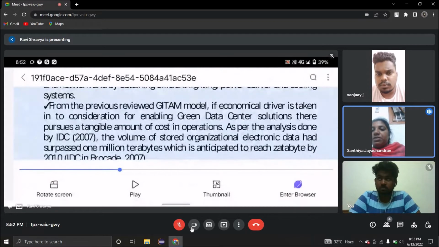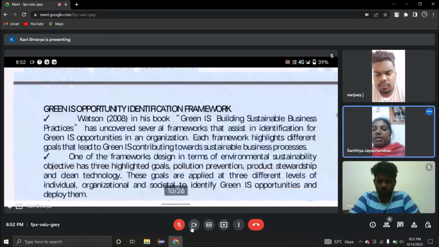From the previously reviewed GITAM model, economically driven is taken, with the amount of cost in operations. As per the analysis done by IDC, the volume of stored organizational electronic data had surpassed 1 million terabytes, which is anticipated to reach a zettabyte by 2010. Next, Santosh will continue.